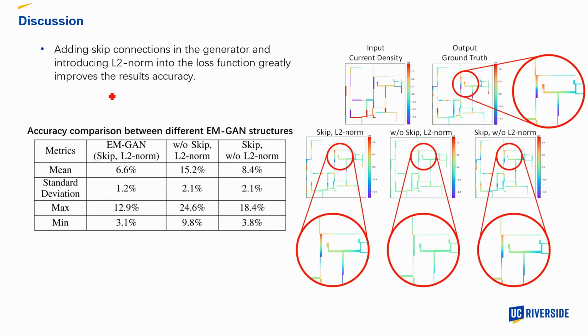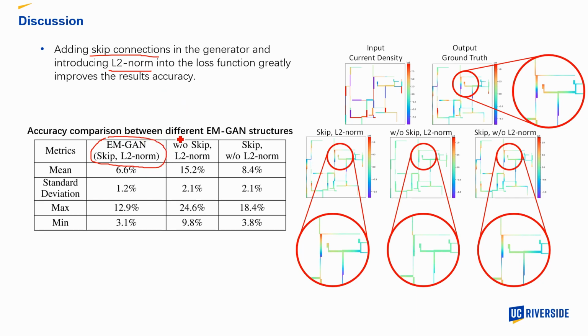As I mentioned before, we added skip connections in the EM-GAN's generator and also introduced L2 norm into its loss function. To see how these modifications can be helpful in the results accuracy, we trained 3 different models and compared their inference results on the same test set. As you can see in this table, the first model is the EM-GAN, which has both skip connections and L2 norm in the loss function.